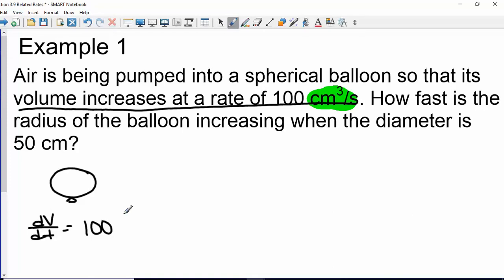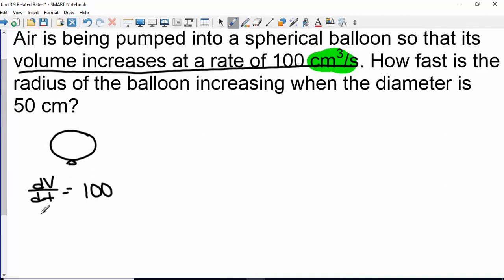Okay, the units, guys, give you a lot of clues about what you're looking at. Cubic centimeters, anytime something's cubed, that's volume. Second is time, so that's my dV/dt. How fast is the radius increasing? So I'm talking about how the radius is changing, so I'm looking for the derivative of the radius. So dr/dt is my question mark. That's the thing we are trying to find.